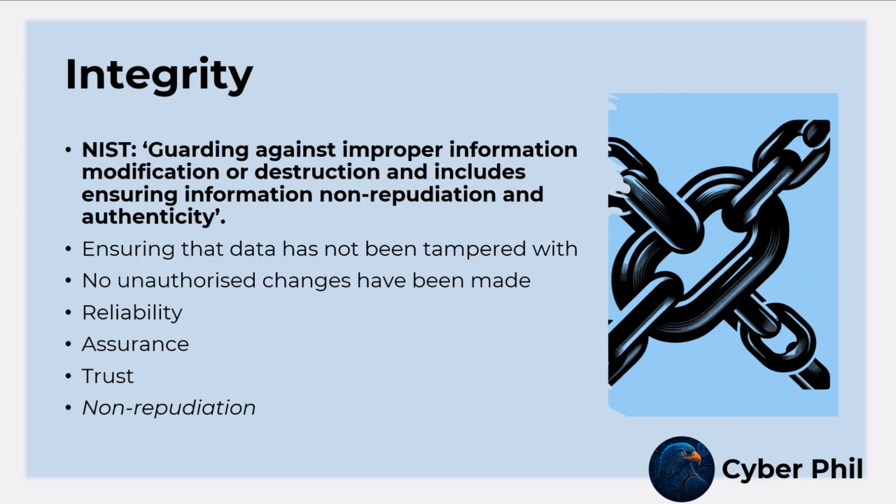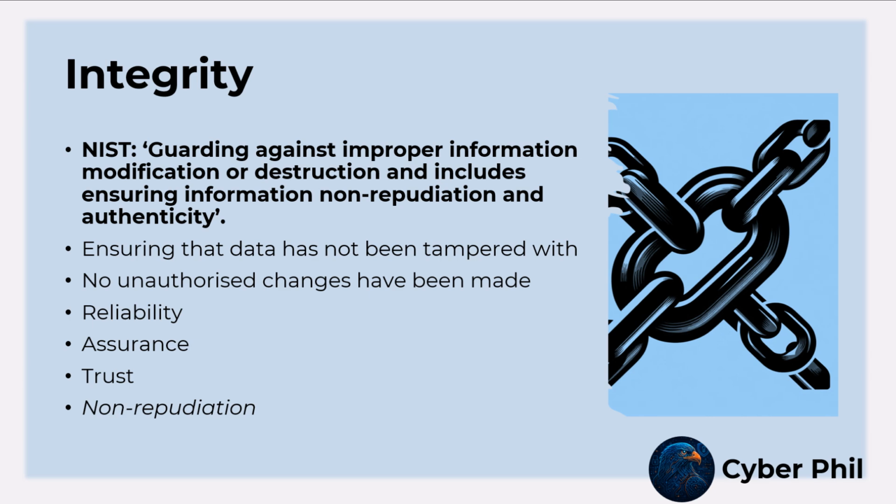When it comes to defining integrity, NIST defines this as guarding against improper information modification or destruction, and includes ensuring information non-repudiation and authenticity. Now I particularly like this definition because it also leads us into some other concepts outside of the CIA, and that is non-repudiation and authenticity. I'll come on to talk about those later on in this presentation.